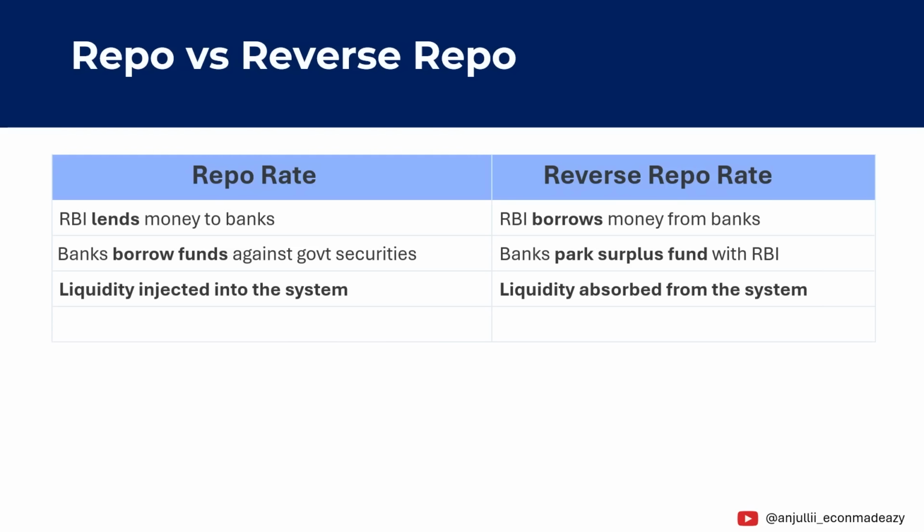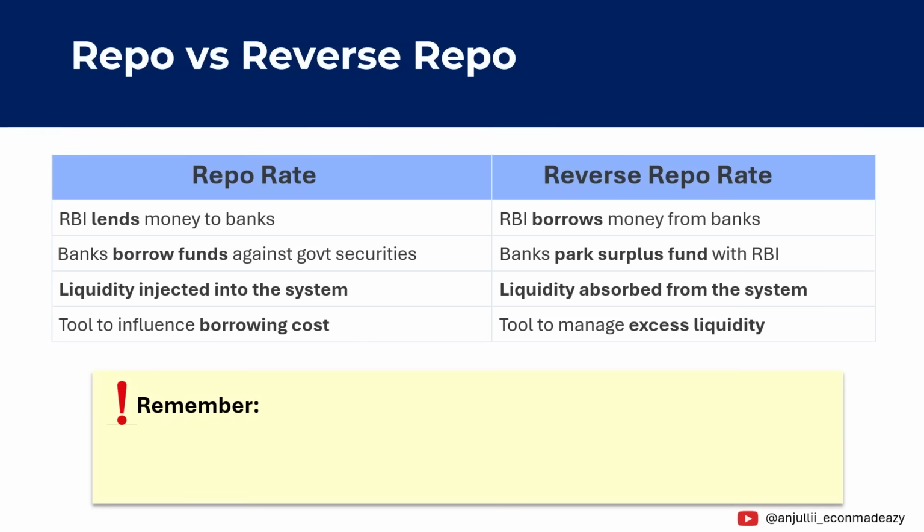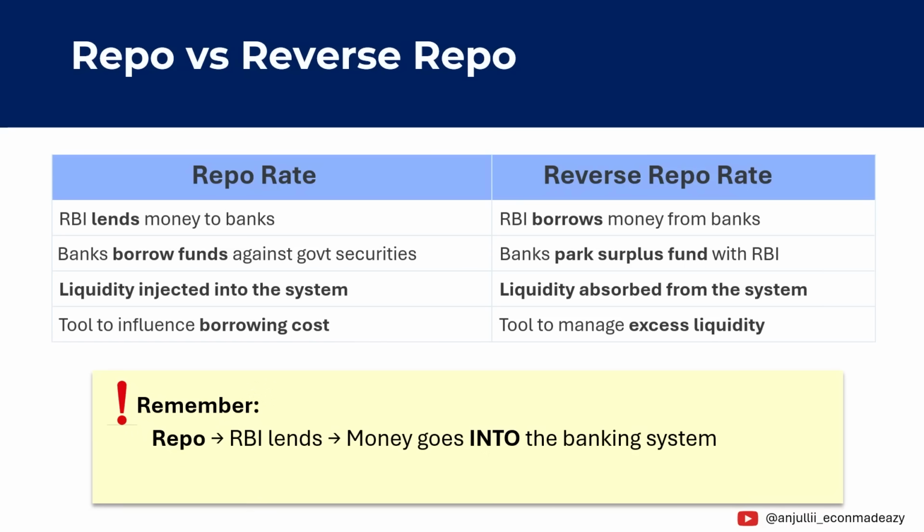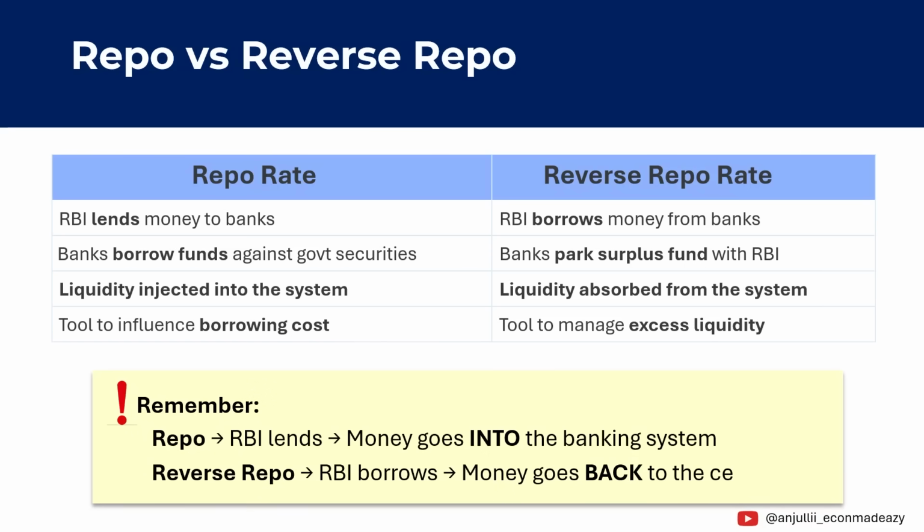So, in simple terms, the repo rate is used to influence the cost of borrowing, while the reverse repo rate helps the central bank manage excess liquidity in the economy. You can remember it like this: repo, RBI lends, money enters the banking system. Reverse repo, RBI borrows, money returns to the central bank.